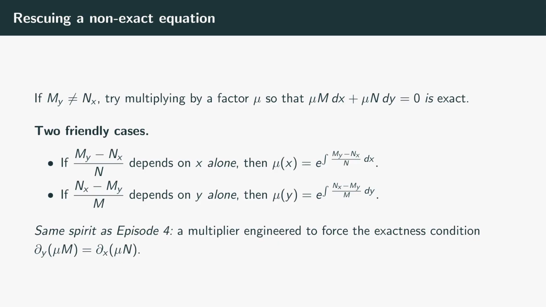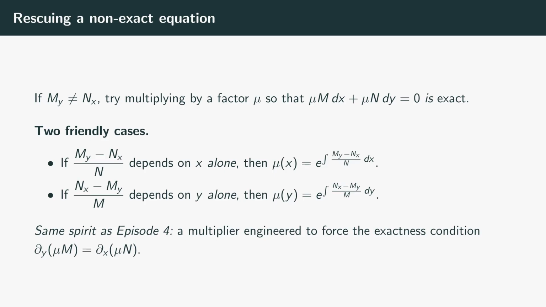What about the equations that fail the test? We rescue them, and the hero is our old friend the integrating factor, wearing a new costume. The idea is to multiply the whole equation by a function mu, chosen so that the new equation, mu m dx plus mu n dy equals 0, becomes exact.